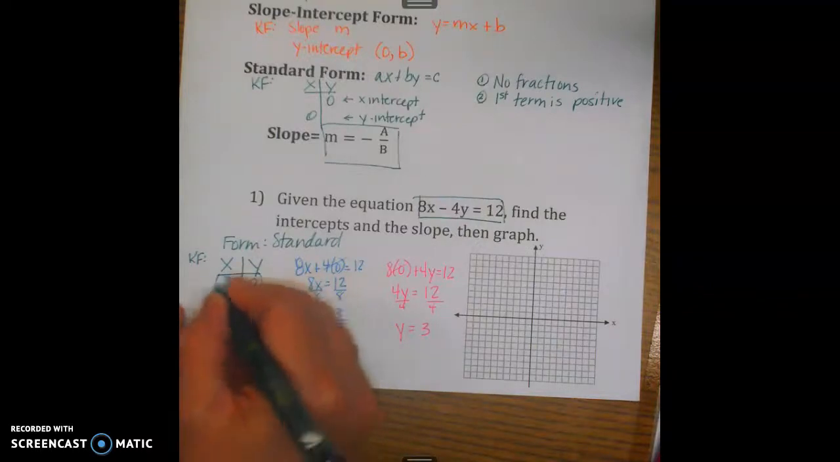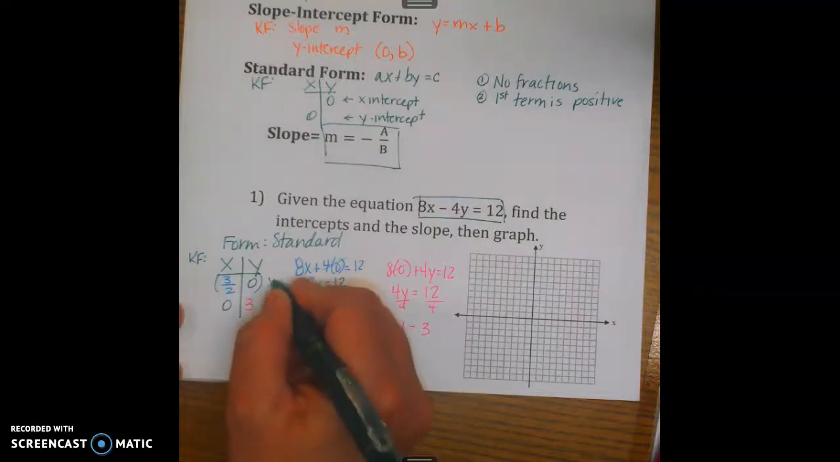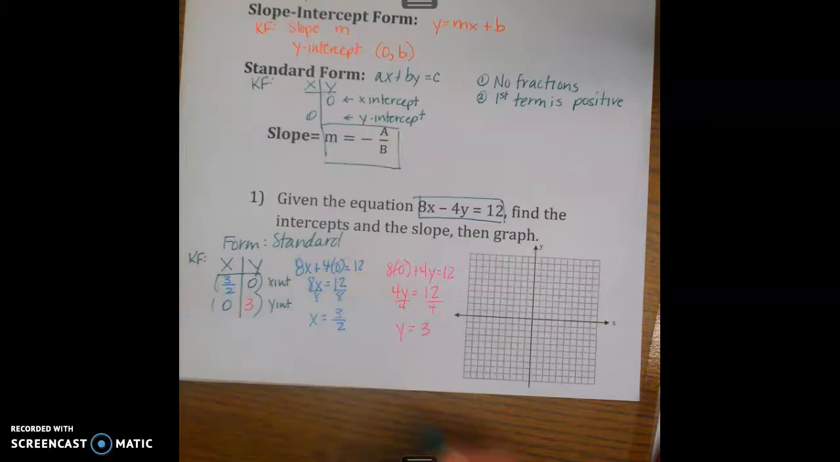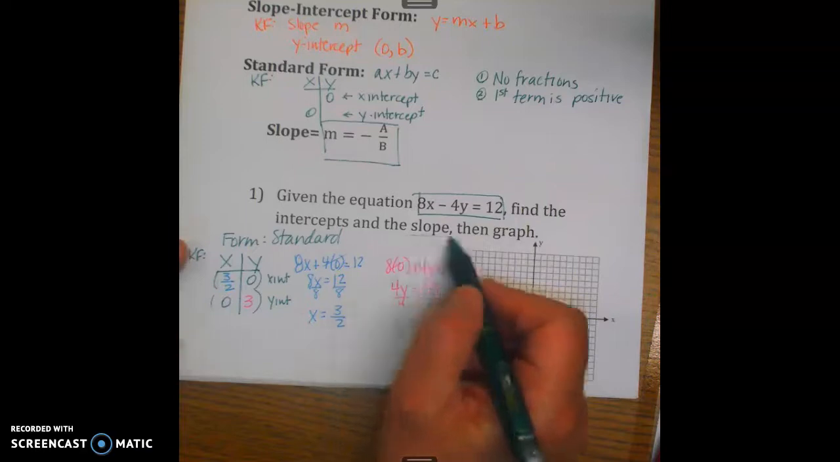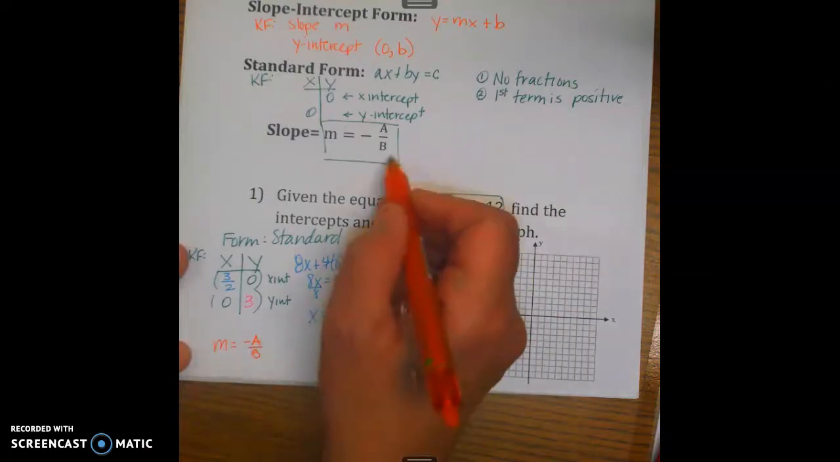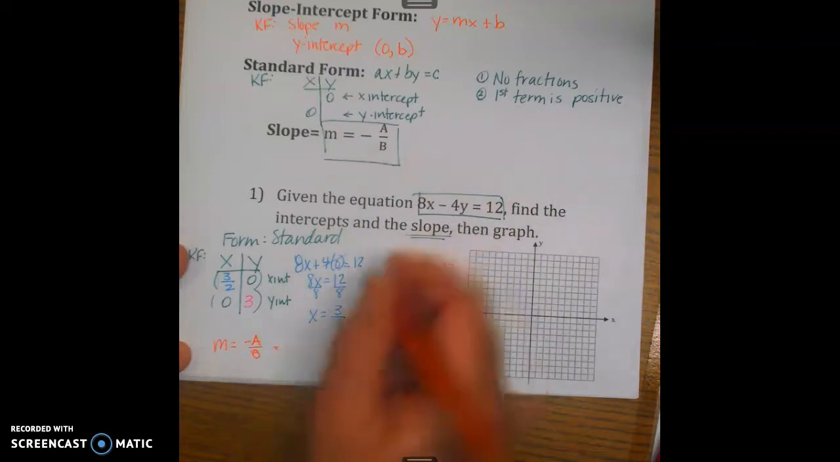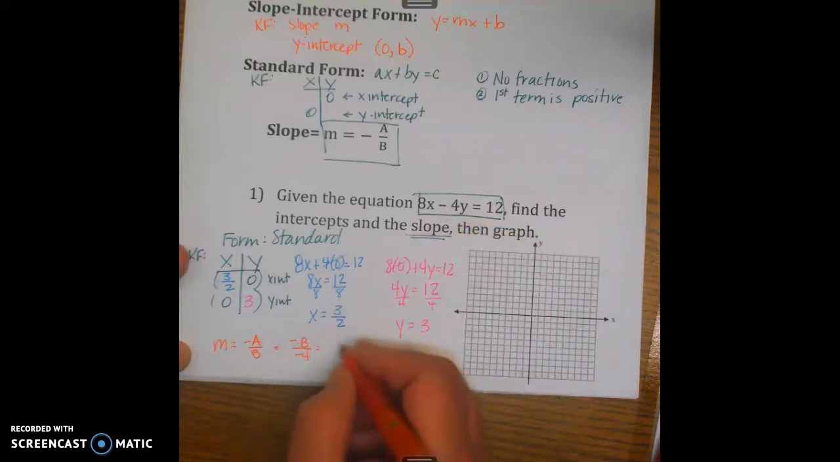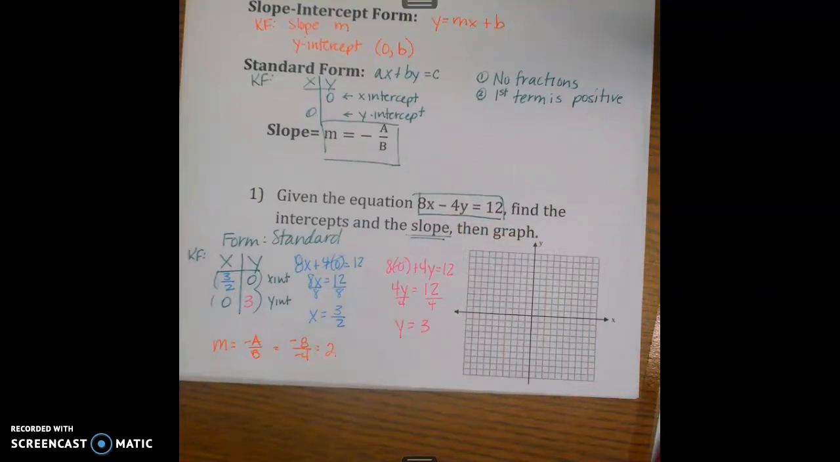Okay, so when you look at this, think of that as one ordered pair, my x-intercept. And this is the ordered pair for my y-intercept. And our instructions also say to find the slope. So to get my slope, I'm going to take negative a over b. That was what we learned up here. My a is 8, so the opposite of 8 is negative 8 over my b, which is negative 4. And negative 8 over negative 4 is a positive 2. That's going to be my slope.